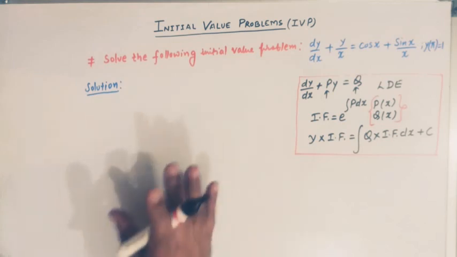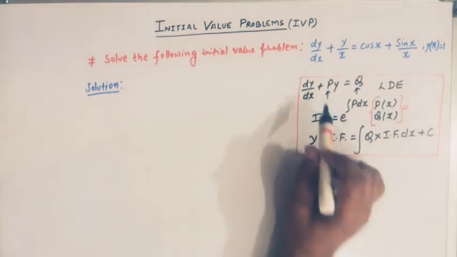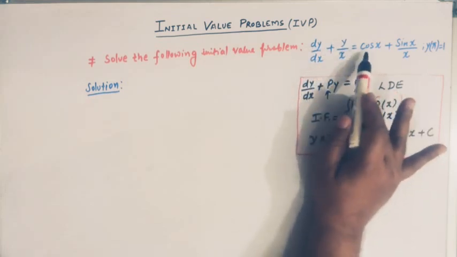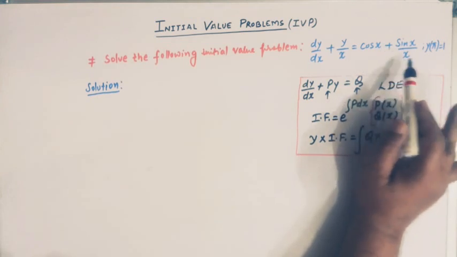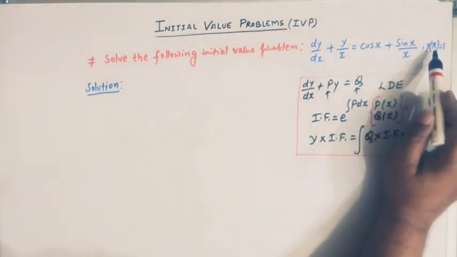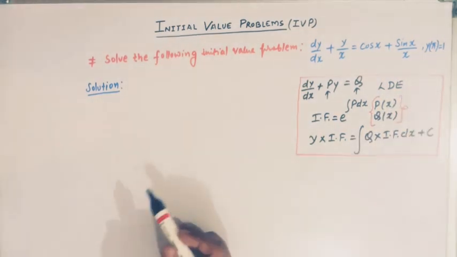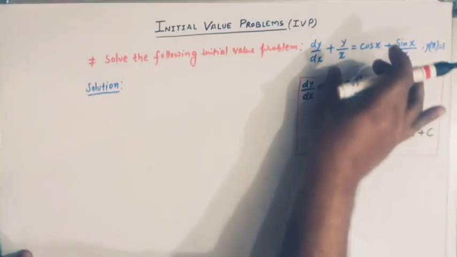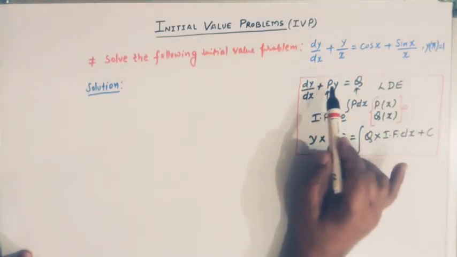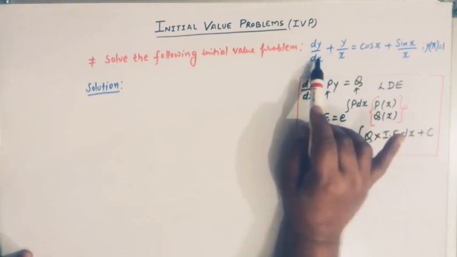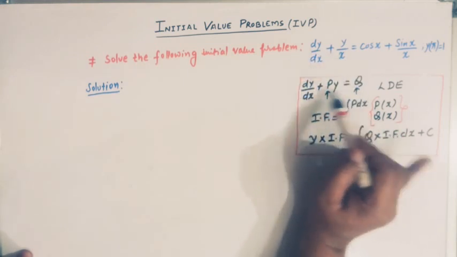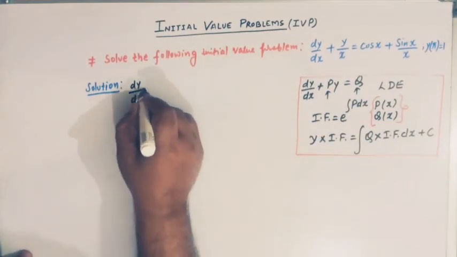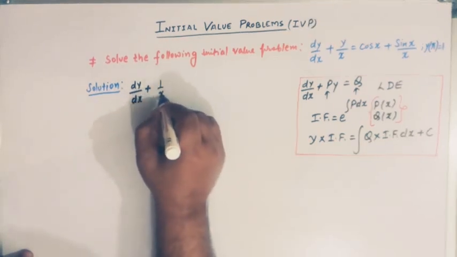Now let us take one more problem. Here we have this differential equation dy over dx plus y over x equal to cos x plus sin x over x, and the condition is given as y of pi is equal to 1. So let us solve this problem. Here again let us rewrite this equation in this form, because this equation is a linear differential equation of first order of this type. So let us write this equation as dy over dx plus 1 over x.